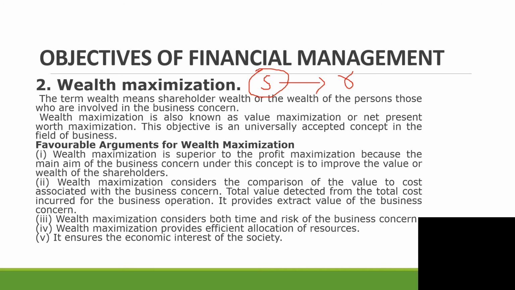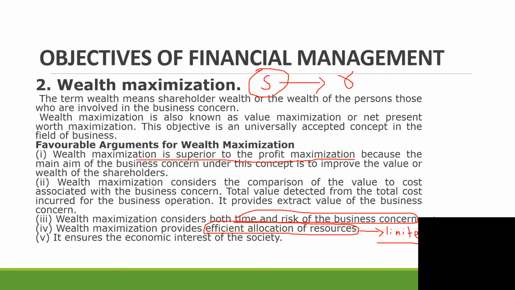Wealth maximization is considered superior to profit maximization because the aim of the business is to improve the value and not just improve profits. Wealth maximization considers time and risk, which is going to be one of the most important concepts in financial risk management. It leads to efficient allocation of all resources available, and we know that resources are always limited. So if you are able to allocate resources very skillfully, you can create immense wealth with a limited amount of resources.